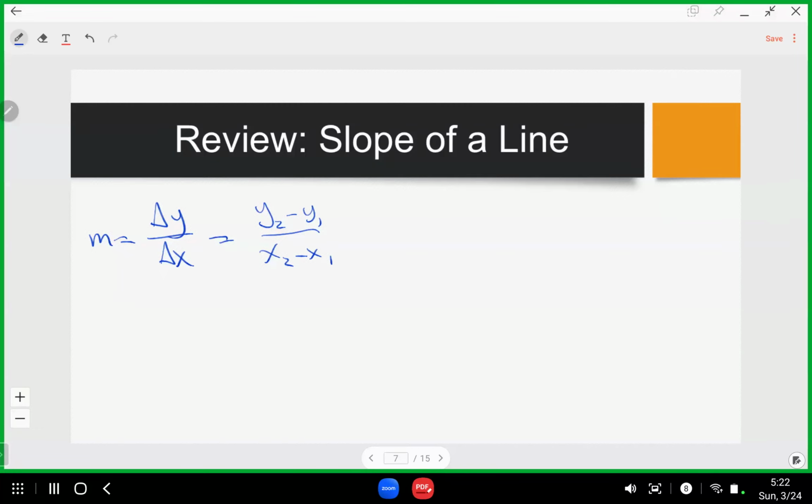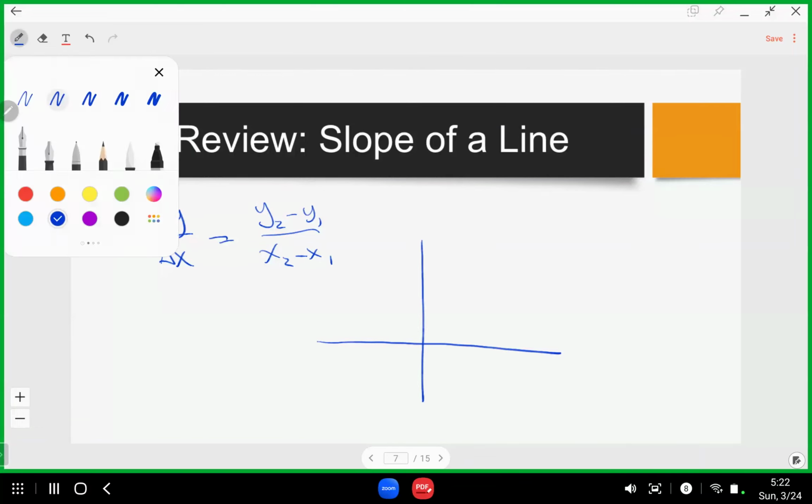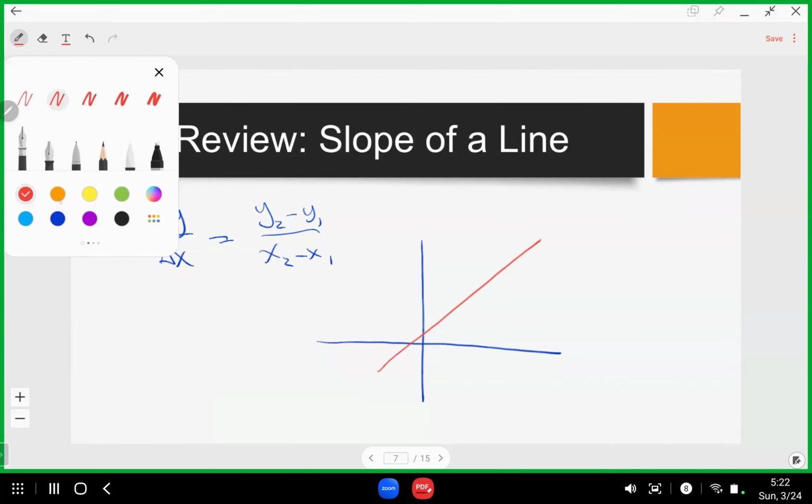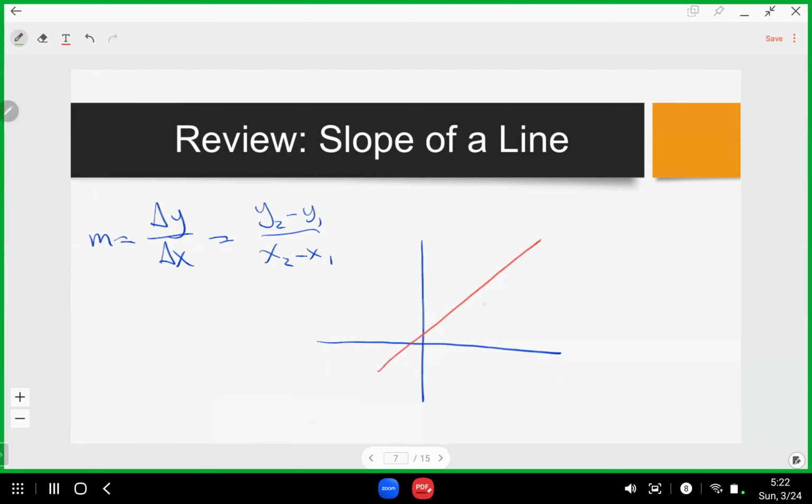All right, and basically change in y means you take 2 points and you subtract their y coordinates. Change in x, you take 2 points, subtract their x coordinates. Okay, we have a line here. Say we have a line. Okay, so red line here. And okay, 2 points.